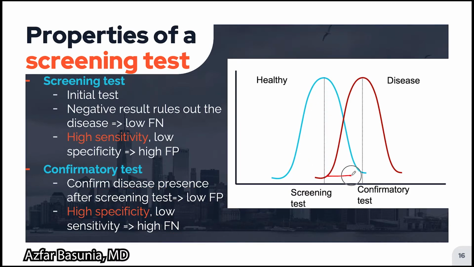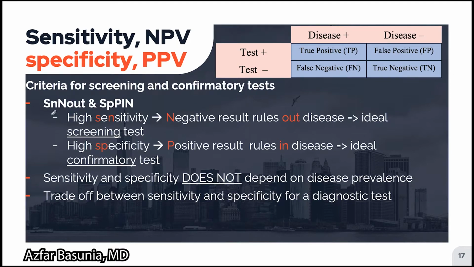Conversely, the false negative rate, that is the number of diseased patients who falsely test negative, is high here, which also means that the true positive rate or the sensitivity is lower than what it could be had the threshold been here. A very, very high yield mnemonic to know for your board exams is the SNOUT and SPIN.